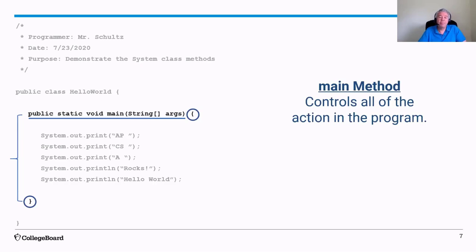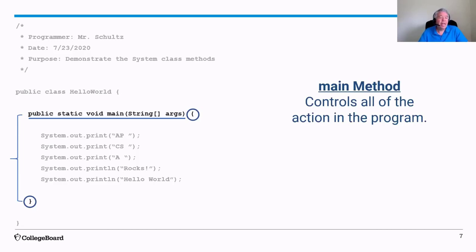Even as our programs get more sophisticated and maybe we have multiple classes and multiple objects working together, somewhere in all of that, there has to be a specific main method that controls all of the action that's going on. So those are the things that will be a part of every Java program we write. Those have to be there.